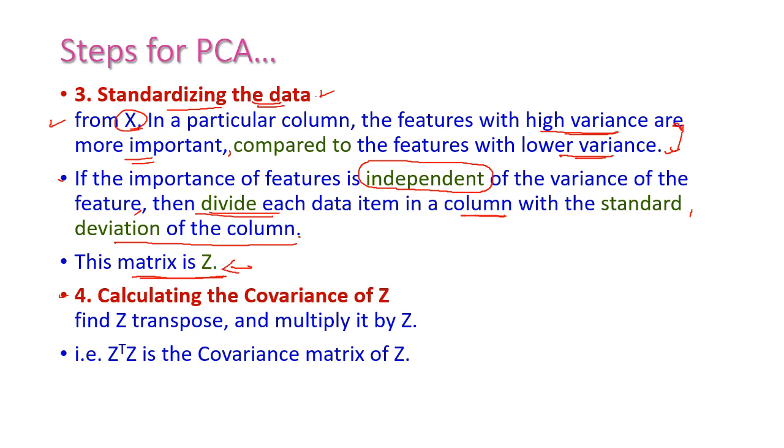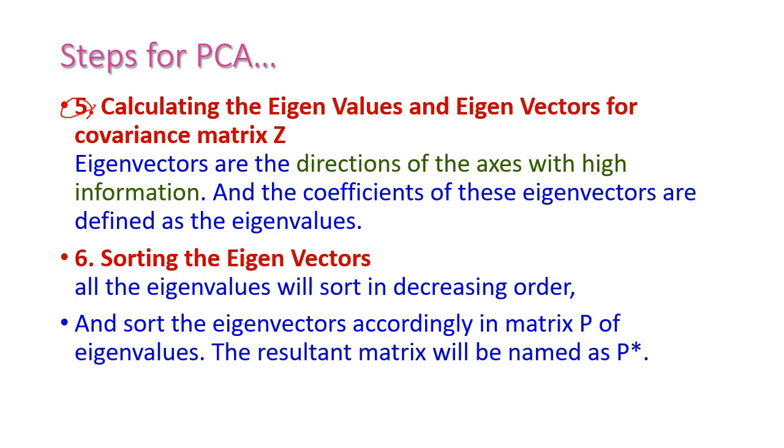And the fourth step is calculating the covariance of Z, that is the new matrix. Here we need to find the transpose of Z and multiply the transpose matrix with the Z matrix. Z transpose into Z is the covariance of matrix Z. So this is covariance. In the fifth step, we have to calculate the eigenvalues and eigenvectors for the covariance matrix Z. An eigenvector is the direction of the axis with high information. So these are eigenvectors, and the coefficients of these eigenvectors are defined as eigenvalues.